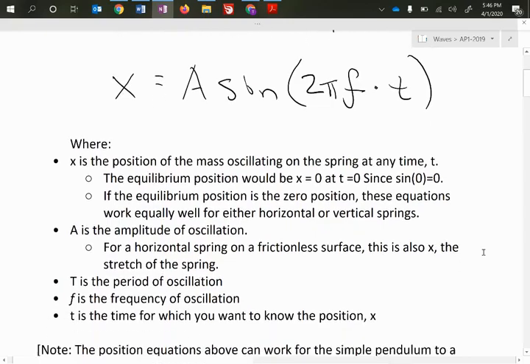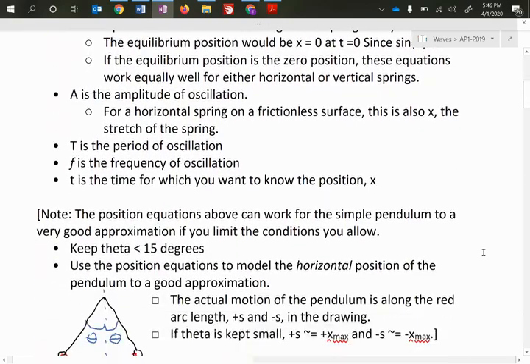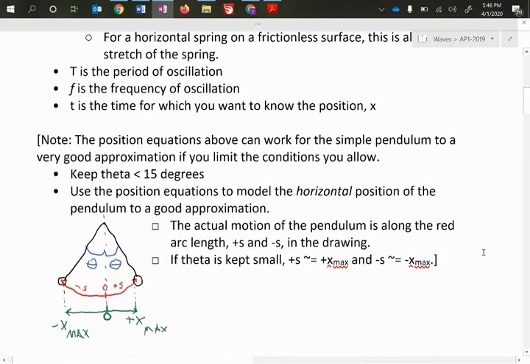So on to the new stuff. One of the things that is new for us that we haven't talked about yet or seen in any video is that those position equations above can also be used for a simple pendulum to a very good approximation, as long as you limit the conditions that you're allowing. So again, like with the period equation, keep the angle less than 15 degrees.